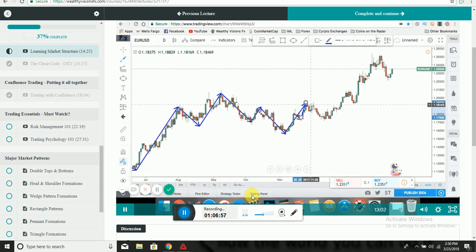All right. Once we get this break of level right here, this break of structure right here, we should be thinking uptrend again, right? Because this is the structure level we need. This is the most recent structure level that you're looking at.